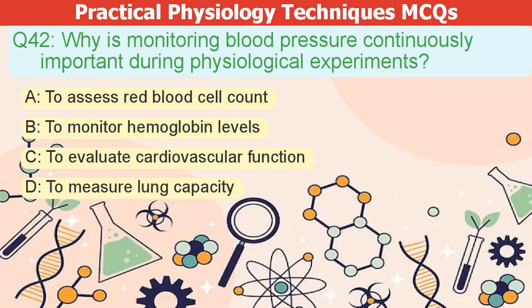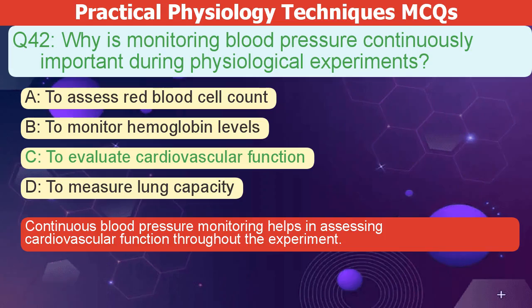Why is monitoring blood pressure continuously important during physiological experiments? A. To assess red blood cell count. B. To monitor hemoglobin levels. C. To evaluate cardiovascular function. D. To measure lung capacity. The correct answer is C. Continuous blood pressure monitoring helps in assessing cardiovascular function throughout the experiment.